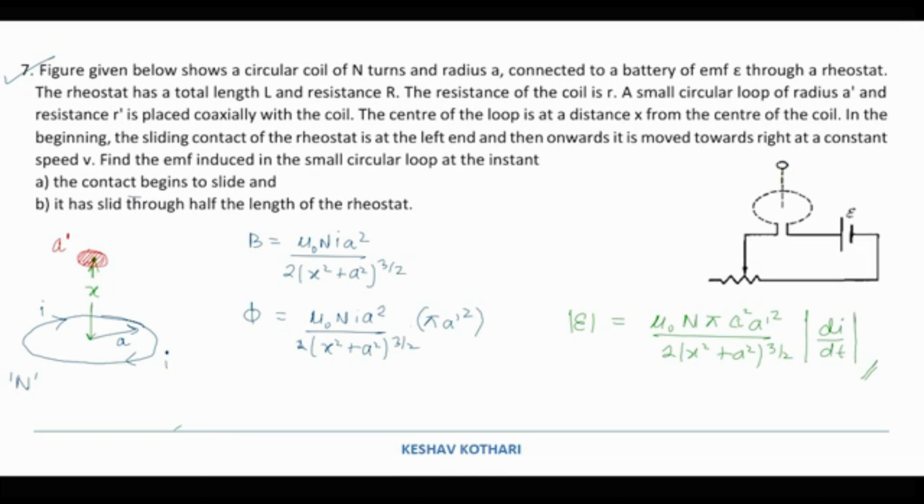So apart from this parameter, we are left with finding the value of the rate of change of current. So we are considering it in this way, that the x length of the rheostat will offer a resistance which will be equal to Rx upon L. The L length of the rheostat is offering a resistance equal to R. So the x length of the rheostat will offer this resistance, and hence the current through the battery can be written as I is equal to E upon the resistance offered by this x length, that is Rx upon L, and the resistance of the coil, which is equal to small r.